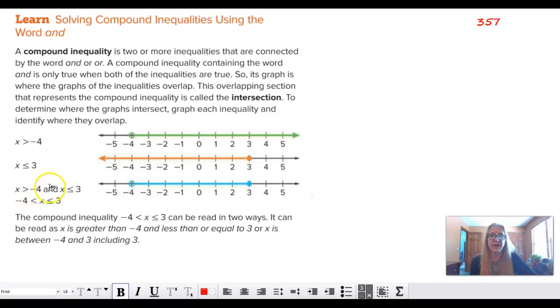Here, if you put the two together, then only because this is an and statement, that means both have to be true. So that means that the number cannot be -4, but has to be greater than -4 and cannot be more than 3. All right. And so that's a compound inequality using the word and. We're going to do the and ones first, and then we'll do the or ones second.